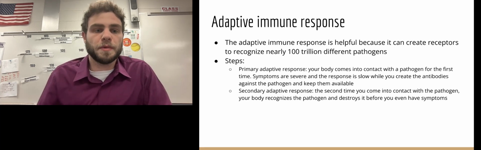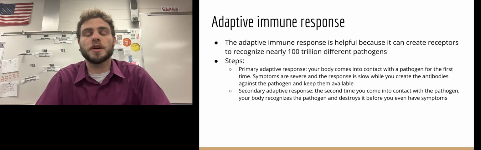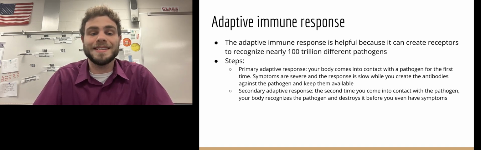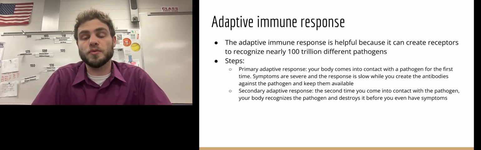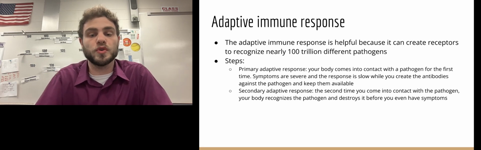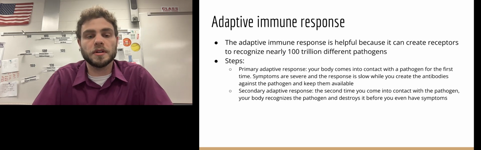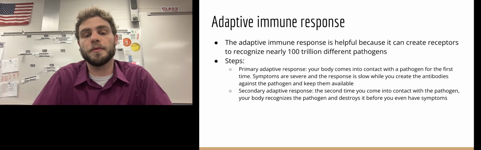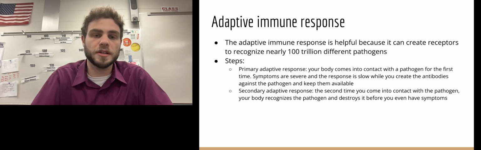So we've already talked about the primary immune response, the innate immune response, which is really helpful because it can generate a quick response, but it's not very efficient. And so if we want an efficient reaction, we have to use what's called the adaptive immune response. The reason it's really helpful, it can create receptors that are going to recognize nearly 100 trillion different pathogens. So pretty much anything that you come into contact with over your life that is foreign, your body can create some sort of memory cell to recognize that if you ever come into contact with that pathogen in the future.